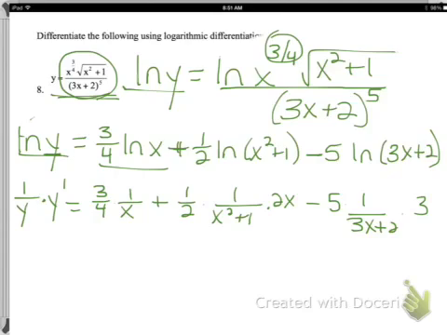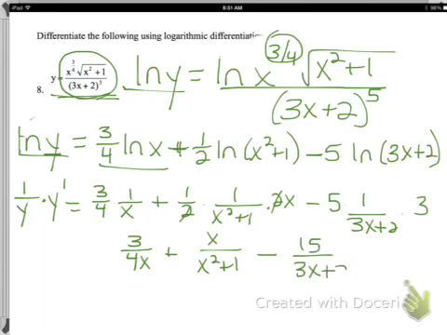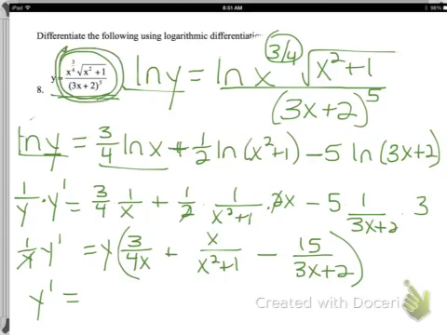Okay, so this would be 3 over 4x plus, the 2's are going to cancel in the next term. So I would just have x over x squared plus 1 minus 15 over 3x plus 2 equals 1 over y times y prime. Now you just have to solve for y prime, so multiply both sides by y. So your answer would be y prime equals all of this times y. And then the last step is you would go back and put the actual function in for y.